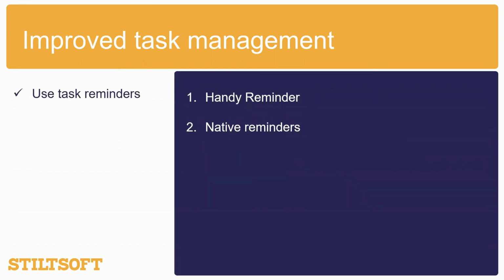And having your tasks on Confluence pages is just one thing. Another is to remember about all these tasks. And here you can surely use native reminders for tasks, but sometimes you want this reminder to be sent at a particular moment or to a particular person, and in this case, Handy Reminder can be a good alternative for you.